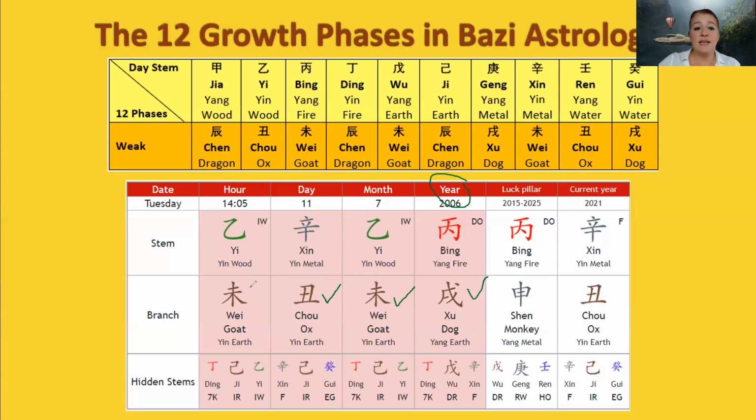Now, if you find it in the hour, if the weak phase is in the hour, and you do have children, then what you need to pay attention to is the education of your children.